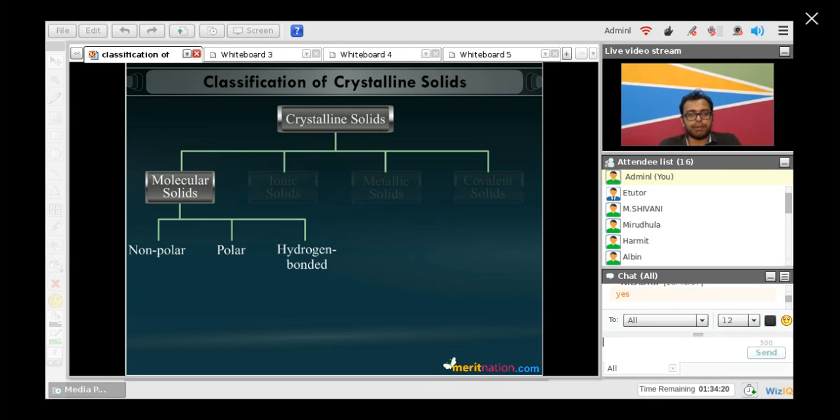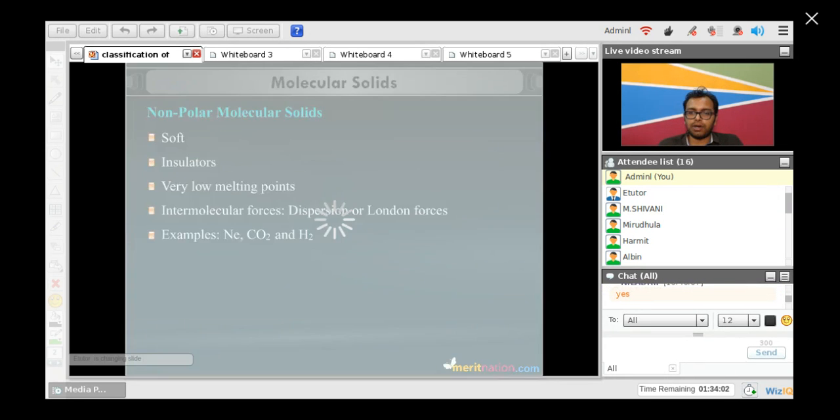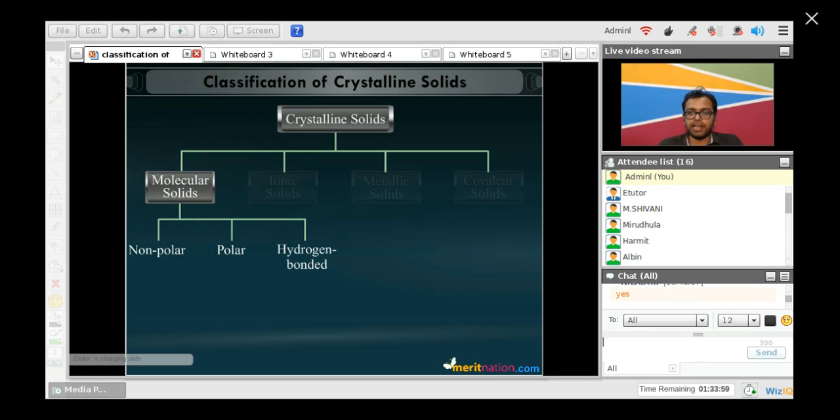Molecular solids can be further divided into non-polar, polar, and hydrogen bonded solids. If you are considering carbon dioxide solid, then it is a non-polar solid. There can be polar solids as well, like NaCl solid. And hydrogen bonded solids can be there. So ice crystals are hydrogen bonded solids. Whenever the molecule is not getting dissociated into any other form and is intact inside the solid, then that solid is called a molecular solid.